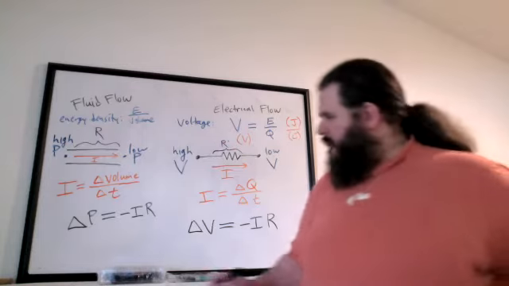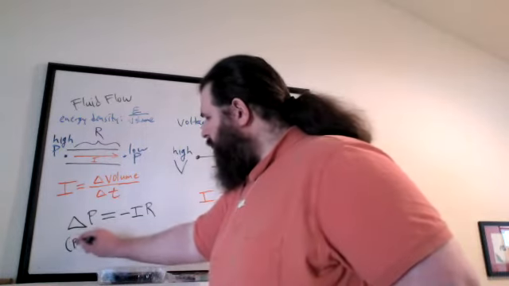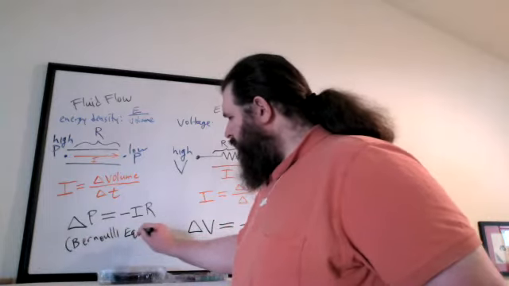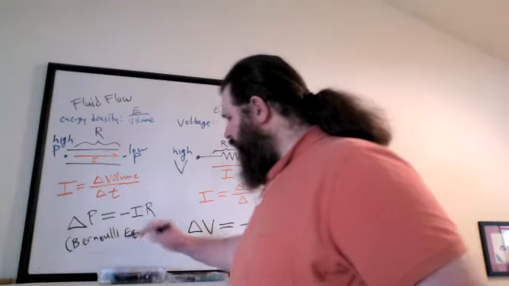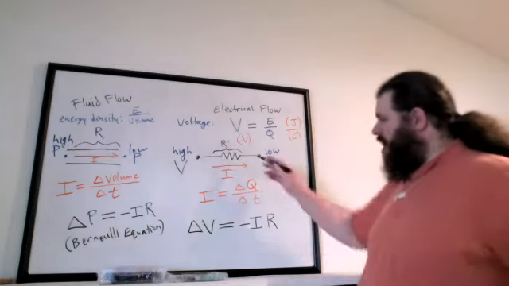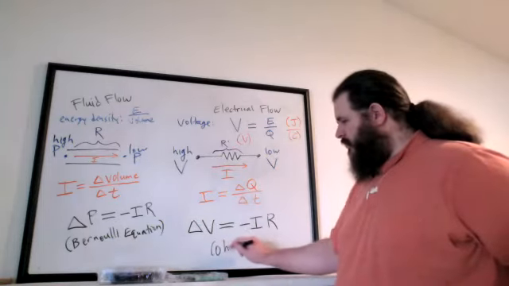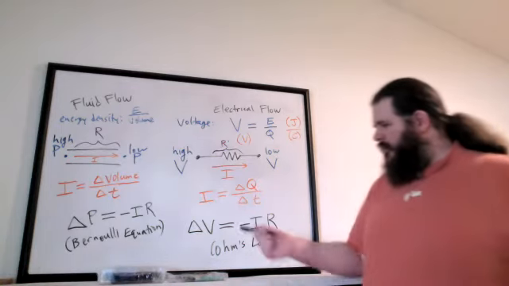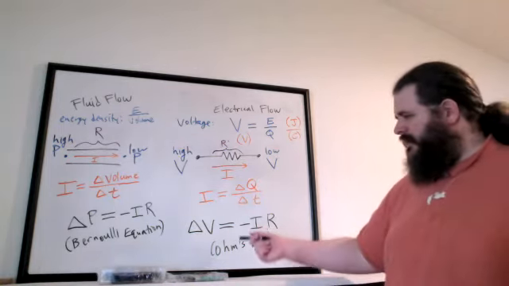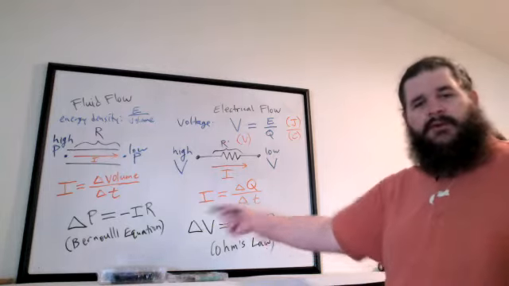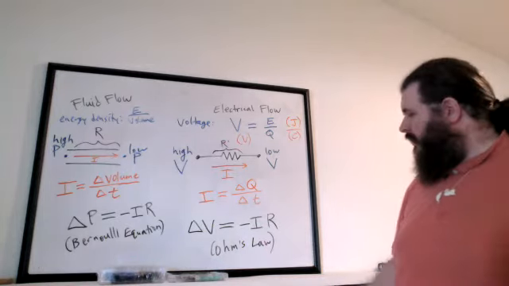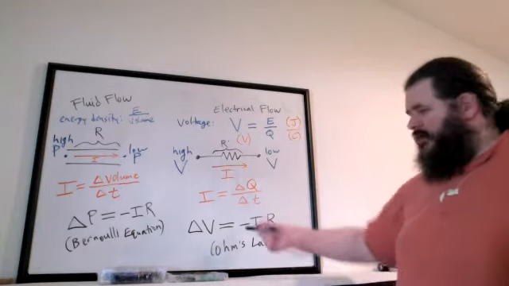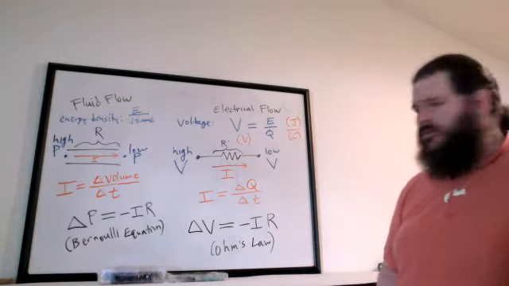And one more bit of terminology here. We've got the Bernoulli equation, or a simplified Bernoulli equation governing fluid flow. The equivalent for electrical flow is usually called Ohm's Law. So Ohm's Law is the idea that current through a resistor is proportional to the voltage difference. R is the constant of proportionality, the resistance of that object, and the negative sign just represents direction.